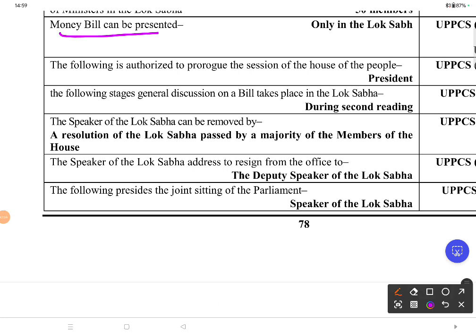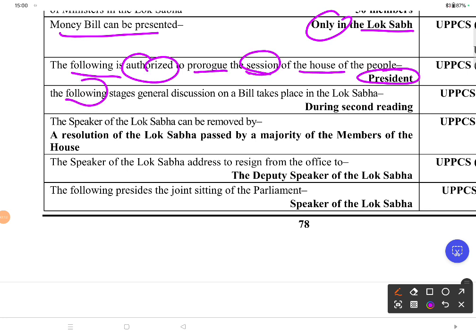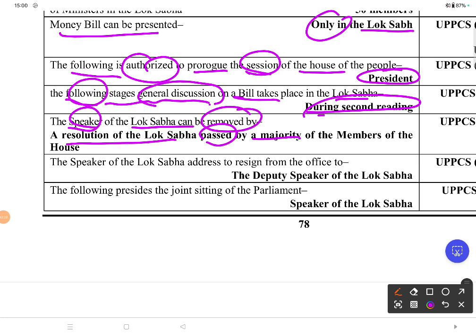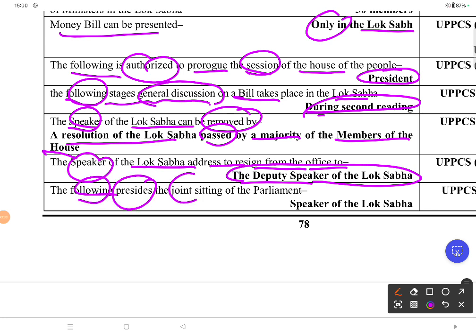A money bill can be presented only in the Lok Sabha. The following is authorized to prorogue the session of the House of the People: President. At the following stage, general discussion on a bill takes place in the Lok Sabha: during the second reading. The Speaker of the Lok Sabha can be removed by a resolution of the Lok Sabha passed by a majority of members of the House. The Speaker of the Lok Sabha addresses his resignation from the office to the Deputy Speaker of the Lok Sabha. The following presides over the joint sitting of Parliament: Speaker of the Lok Sabha.